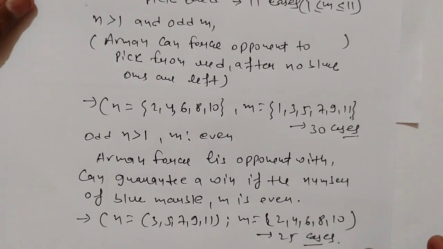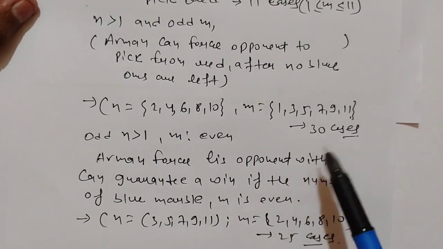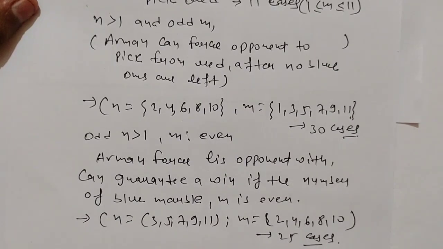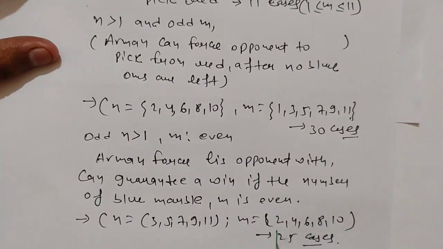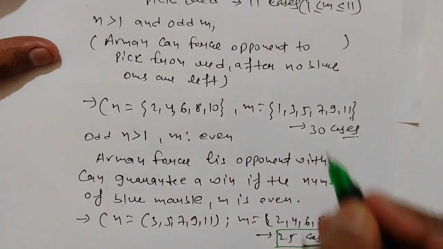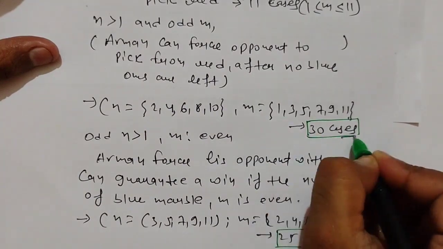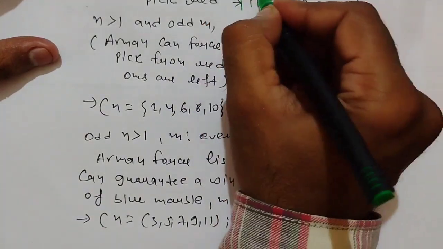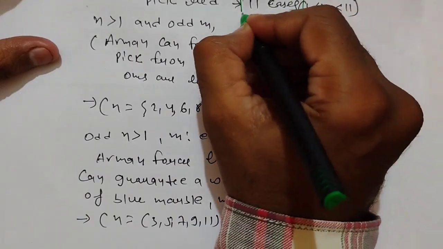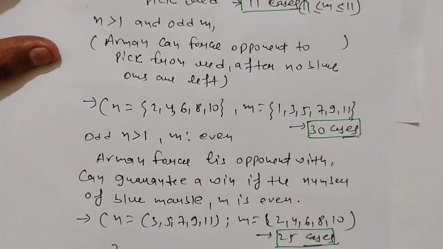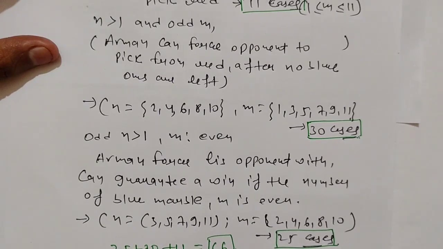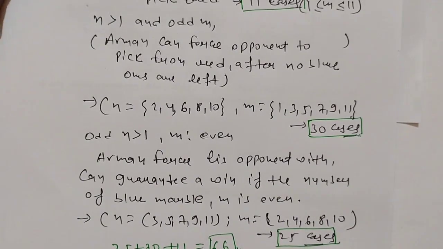So now if we see the 25 cases here, 30 cases here and 11 cases here, so total 25 plus 30 plus 11 is equal to 66 cases. So the total number of cases will be 66.